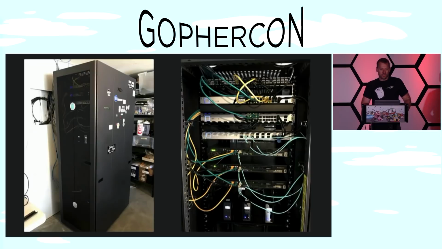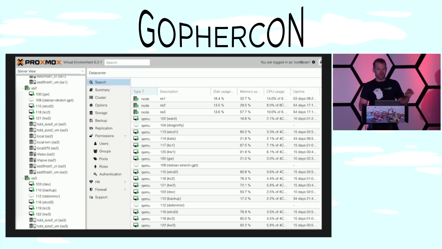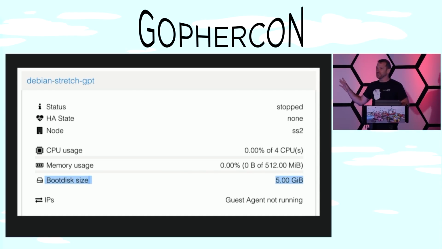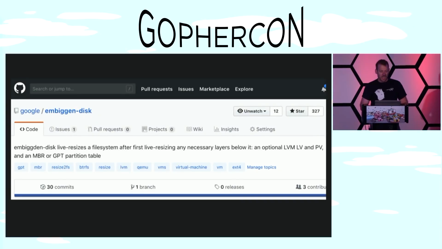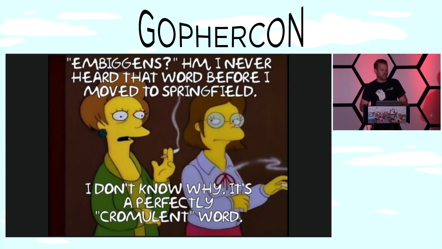OK, story time. I built a little crappy data center in my garage, and I run a bunch of VMs on it. And my VM template is this little 5 gig thing, for reasons. I needed to enlarge these disks, so I wrote this tool called embiggen disk. And you're like, embiggen disk? What is that? It's a perfectly cromulent word.